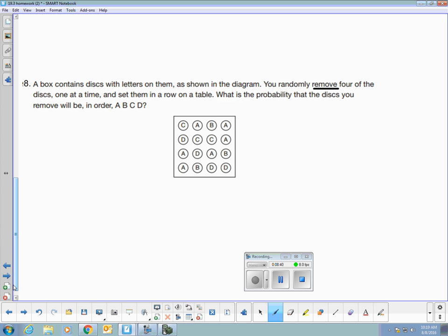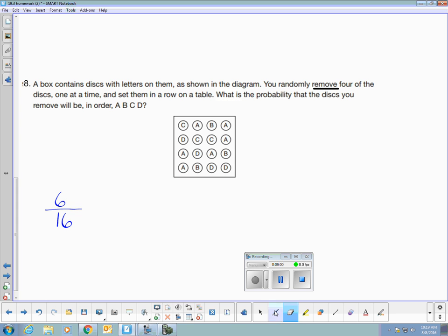And so we're going to start with removing an A. Let's check out the A's. We have 1, 2, 3, 4, 5. There are 6 A's out of a total of 16 discs altogether.